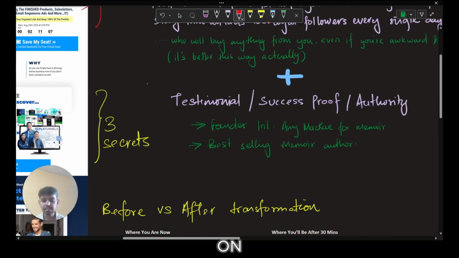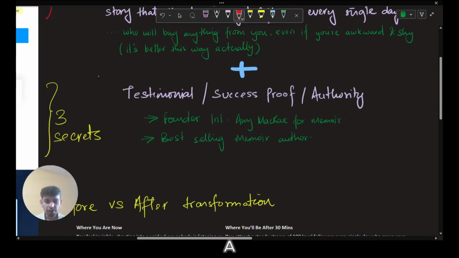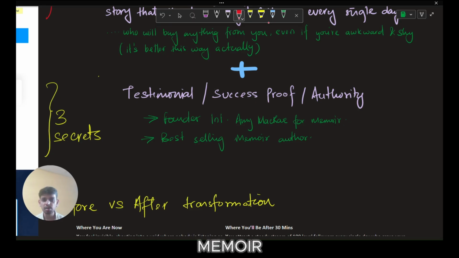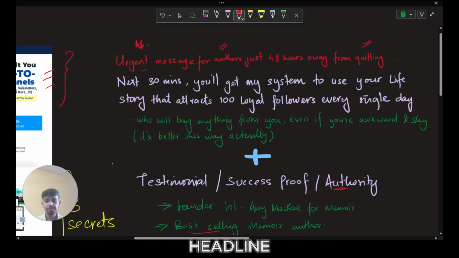So on the page, I found out that the coach is a founder of an organization or something like that. It's the International Amy McRae for Memoir. I don't know what that is, but it's still a proof of authority. And also, she's the best-selling memoir author. So all of these things add up to build trust with the reader alongside this curious headline.